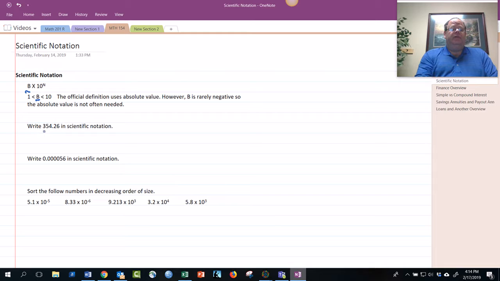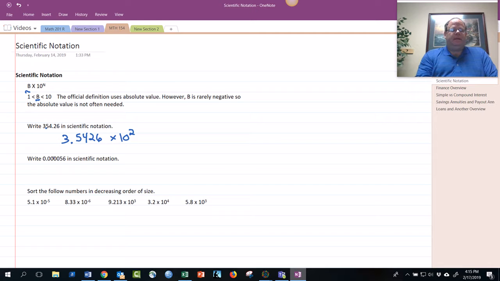So write 354.26 in scientific notation. So the first thing is to do what we need to do to move this to be between 1 and 10. So what we're going to have to do is move the decimal place 1, 2 to the left. Right? So we write it as 3.5426. See, the decimal place moved 2 to the left. So it's times 10. And then to balance out the 2 to the left, we put a 2 here. This now equals our original number because the 10 squared balances out moving the decimal point to the left.